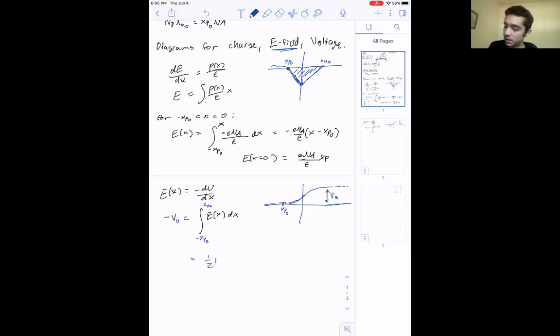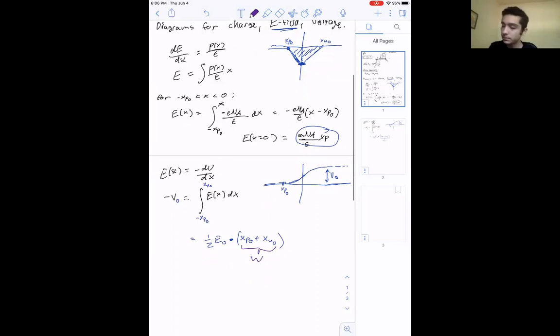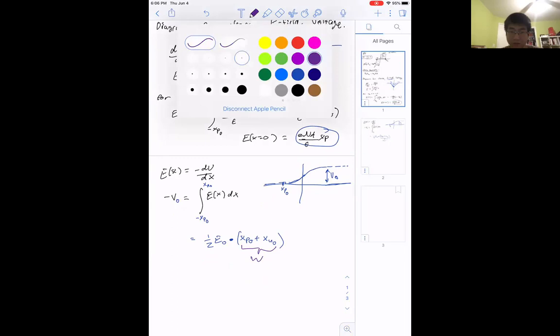And so that's going to be this, 1/2 E naught, the value found over there, and then it's going to be times, effectively, xp naught plus xn naught. But just so you know, the depletion width is defined as this portion that I just wrote. So that's W, xp naught plus xn naught. And then for the E naught, you're going to plug that in as well.